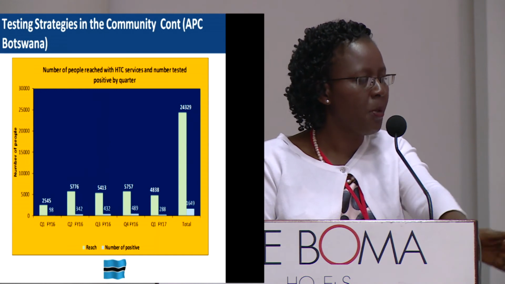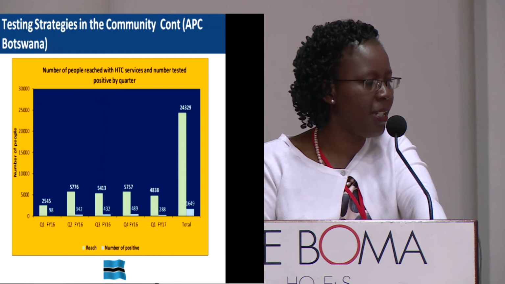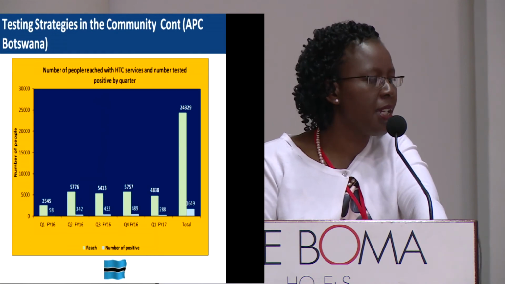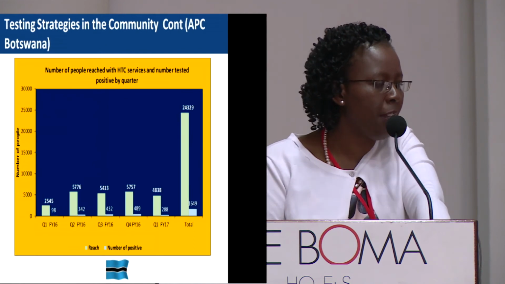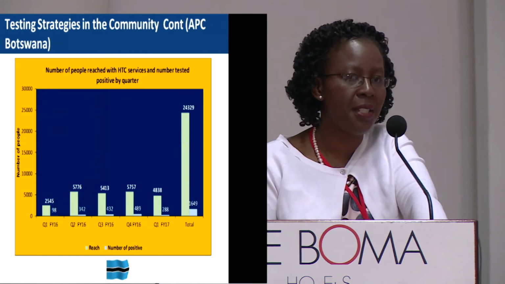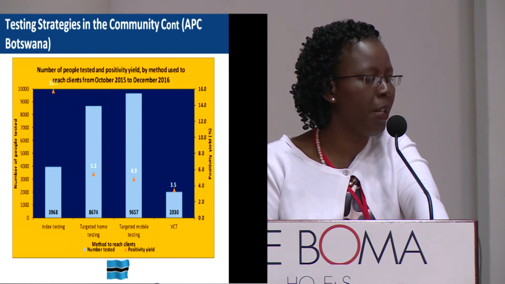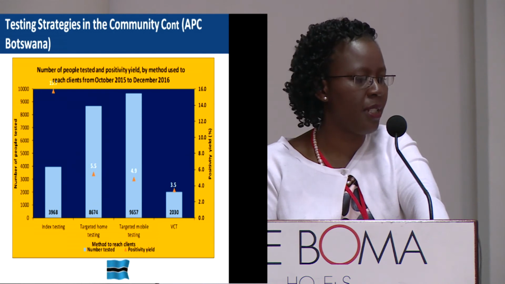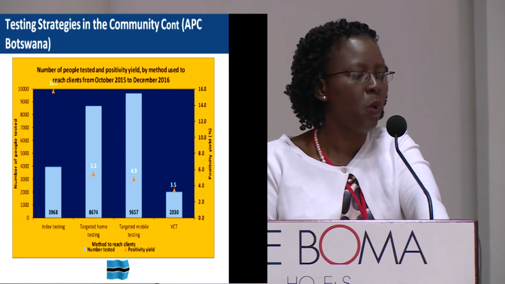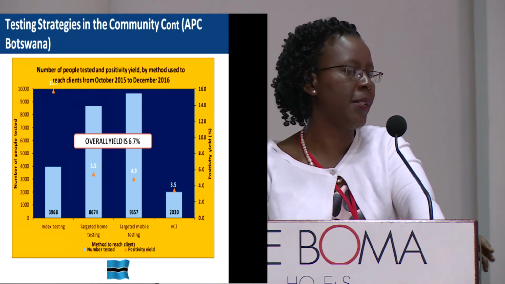This is now the same project with the different modalities and their yields. The index testing has yielded the most with 15.7%, followed by 5.5%, which is targeted home testing. And the mobile testing, because we continue doing it, yielded 4.9%, and VCT yielded the least at 3.5%. So the overall yield is 6.7%.